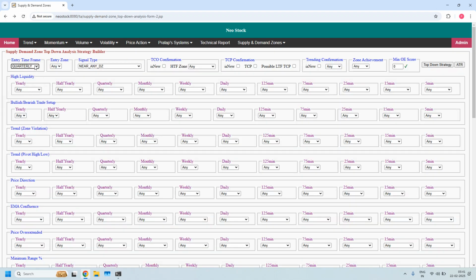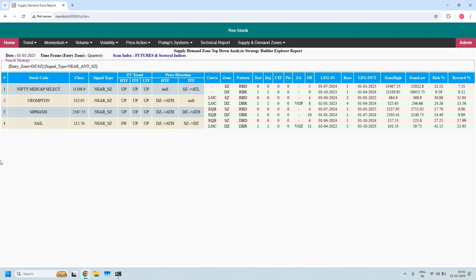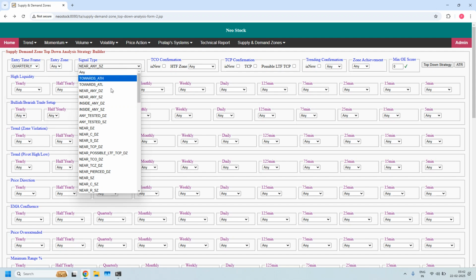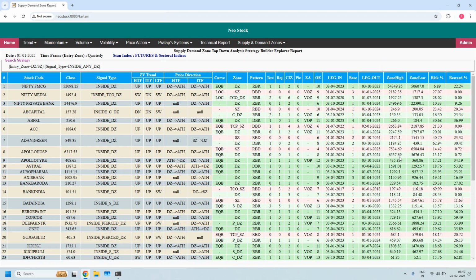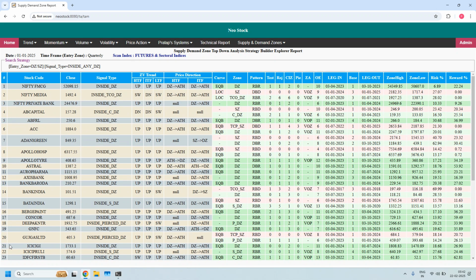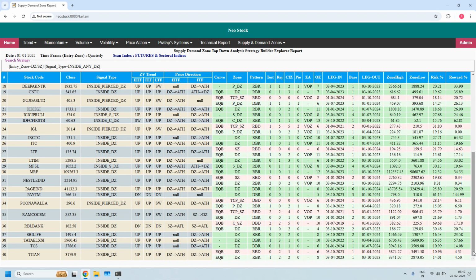Next, quarterly time frame. Stocks near quarterly supply zone. We got 4 stocks. Next, quarterly time frame. Price closed inside the quarterly demand zone. We got 40 stocks. First 23 stocks in the list. I'm scrolling the list down. Total 40 stocks are filtered.